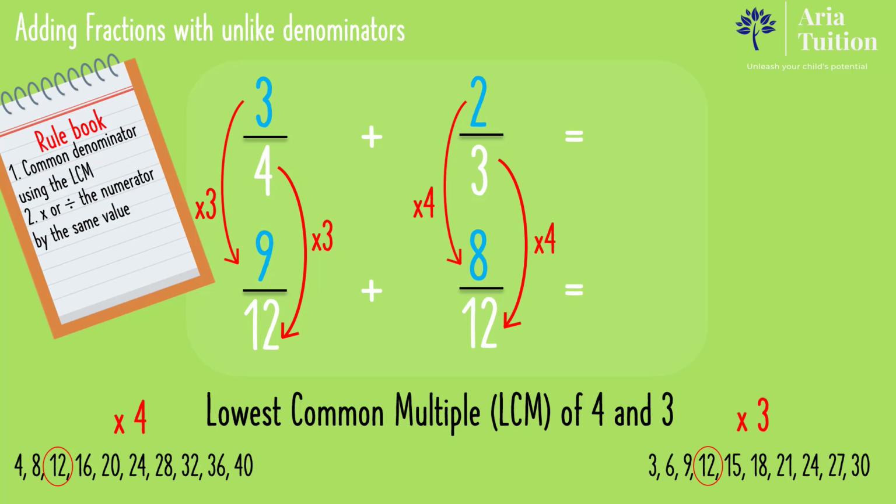Now that our denominators are the same and we have created new fractions, number 3 is to add or minus the numerators. Our denominators remain as 12. And now we add our numerators. 9 add 8 makes 17. So 3/4 add 2/3 makes 17/12.